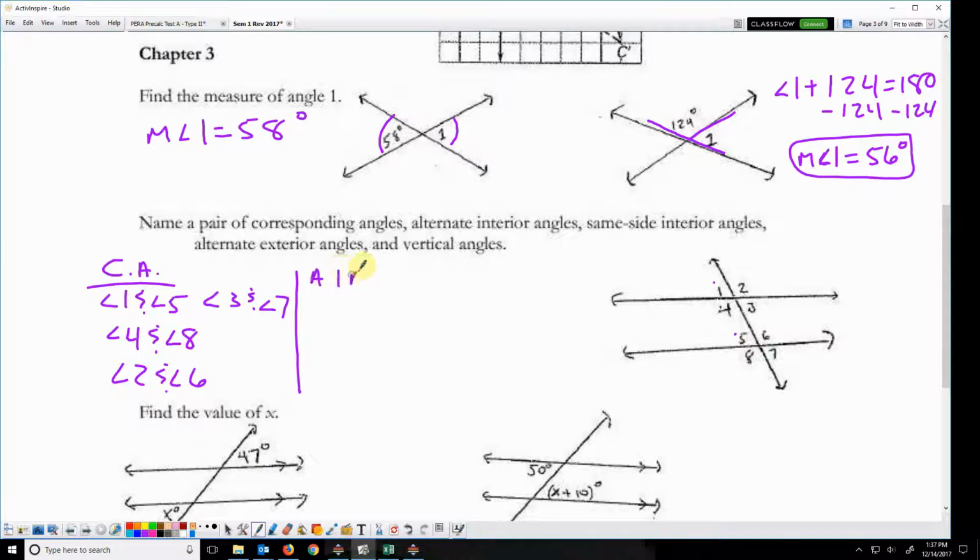Alternate interior angles. The fact that they are interior means they have to be between these two lines. So 3, 4, 5, and 6 are the interior angles. Alternate interiors would be 3 and 5, on opposite sides of the transversal. Angle 3 and angle 5 are alternate interiors. And angles 4 and 6 are alternate interior angles.